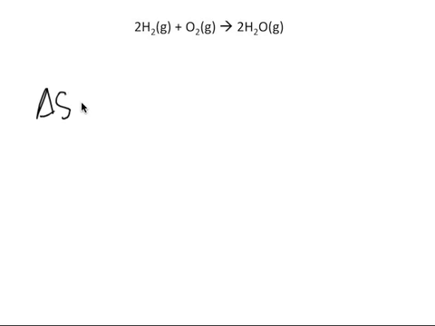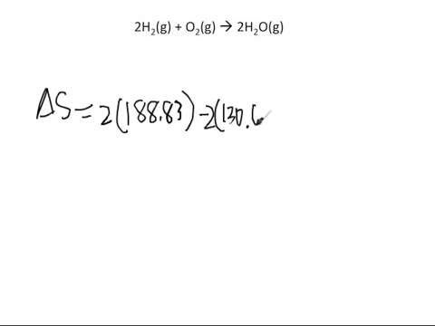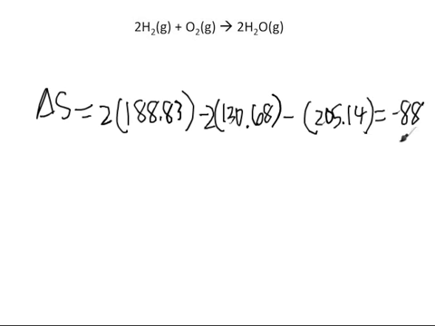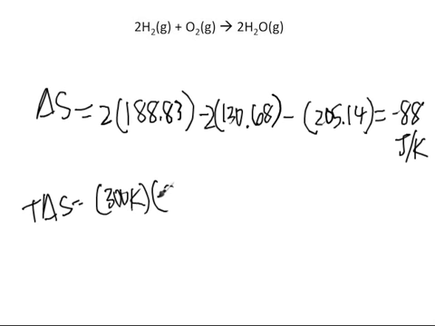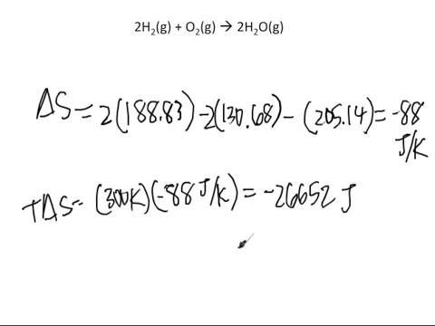And lastly, we want to calculate the delta S. So to calculate delta S is just looking at the table. So for water we have 188.83 minus 2 times 130.68 minus 205.14. This is going to be about minus 88 joules per Kelvin. Okay, so T delta S is equal to 300 times minus 88. This is going to give us minus 26652 joules. Okay, and so we can just round it to about minus 27 kilojoules.